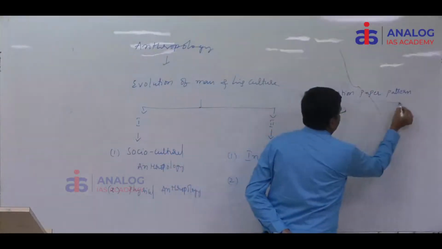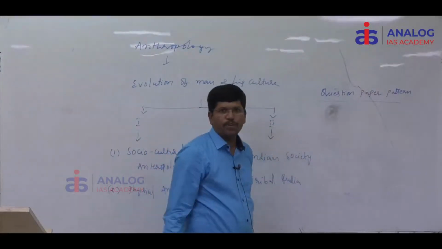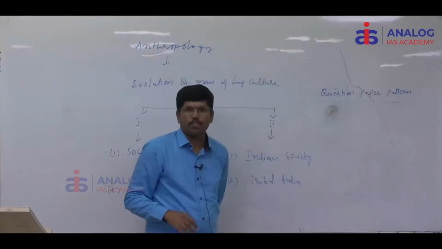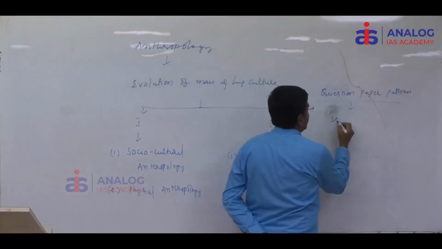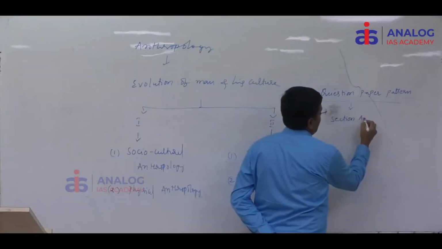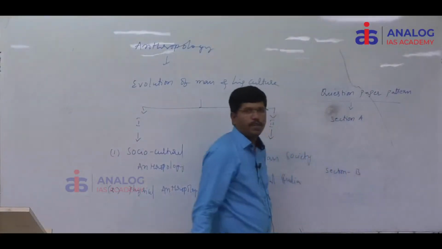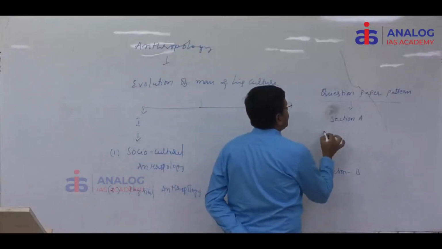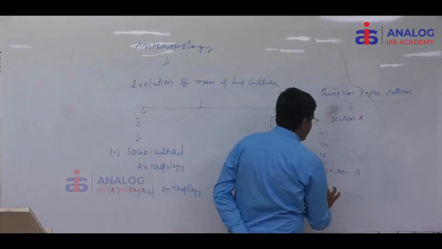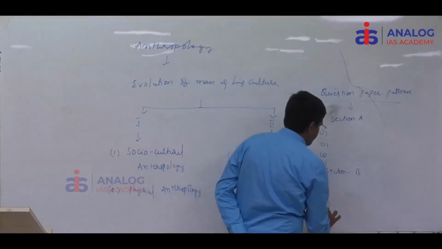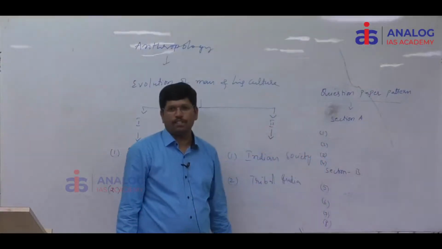In each question paper, we have 2 papers, paper 1 and paper 2. Paper 1 has one question paper, and paper 2 has another question paper. If you take any paper, in each paper there will be 2 sections, section A and section B. In section A, 4 questions will be there. In section B also 4 questions will be there. Numbering will be like this only: 1, 2, 3, 4, 5, 6, 7, 8.